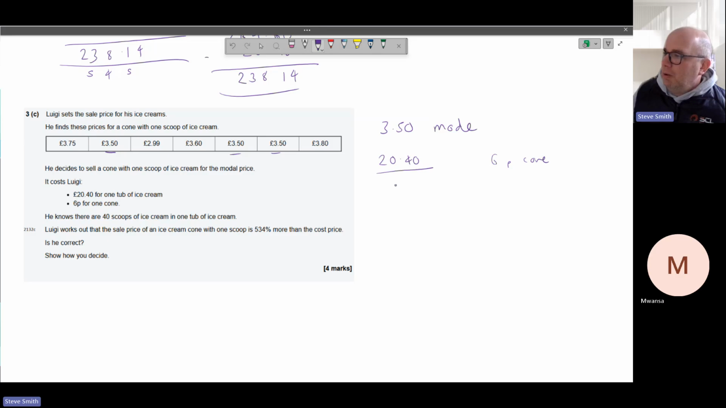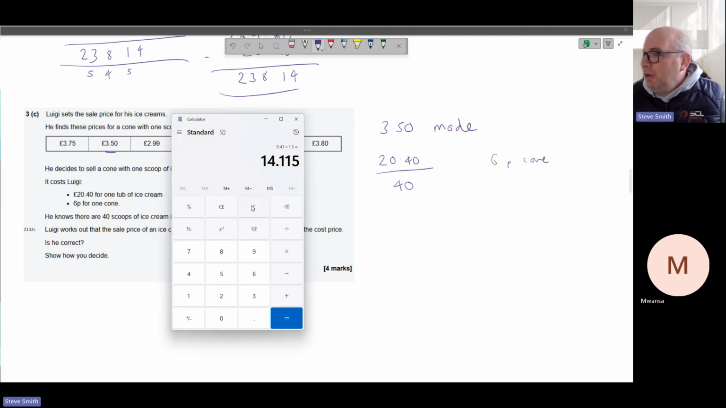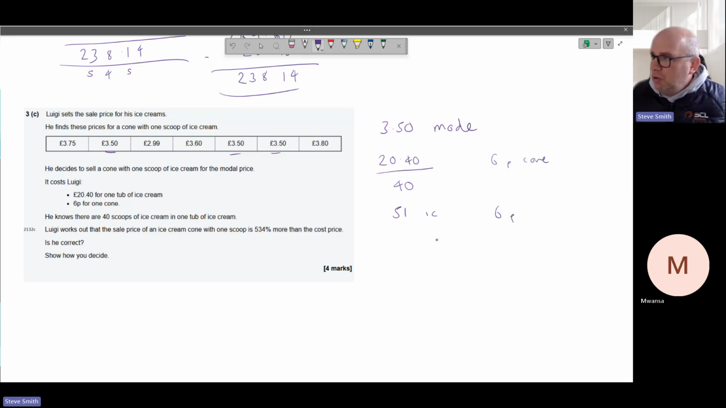So we're going to divide that number by 40 because we're getting 40 ice creams out of it. So where's my calculator gone? It's there, £20.40, and we divide it by 40 because he's getting 40 ice creams out of it. So we know that each ice cream, just for the ice cream, is costing us 51p. So 51p is the ice cream, and then 6p is the cone. So we've got 57p, and then they charge £3.50. Amazing. But yeah, 57p per ice cream and cone.